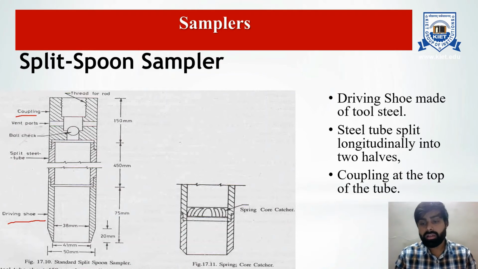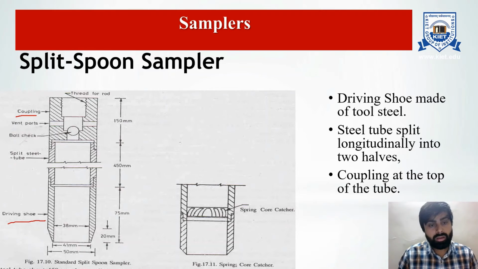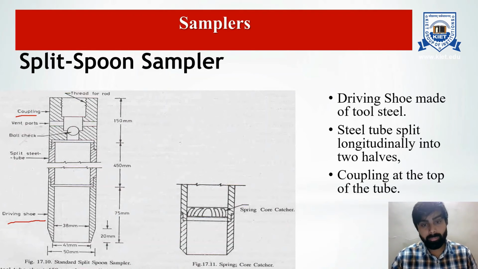If the soil encountered in the borehole is fine sand and it lies below the water table, the sample recovery becomes difficult. For such soils, a spring core catcher device is used to aid recovery. This is the spring core catcher. Otherwise, if we collect a sample, the sample collapses. Then, for holding the sample, the spring core catcher is attached.